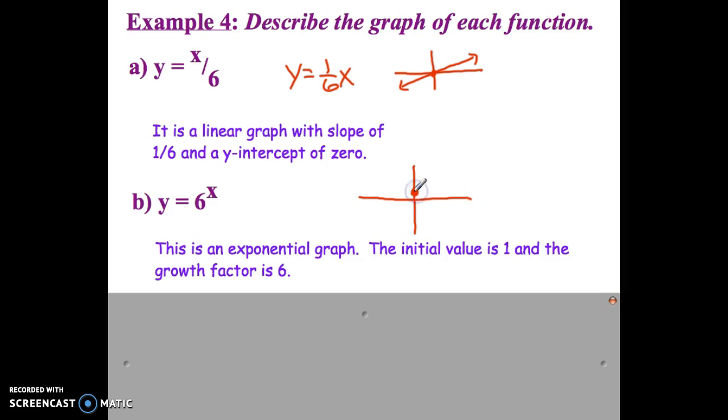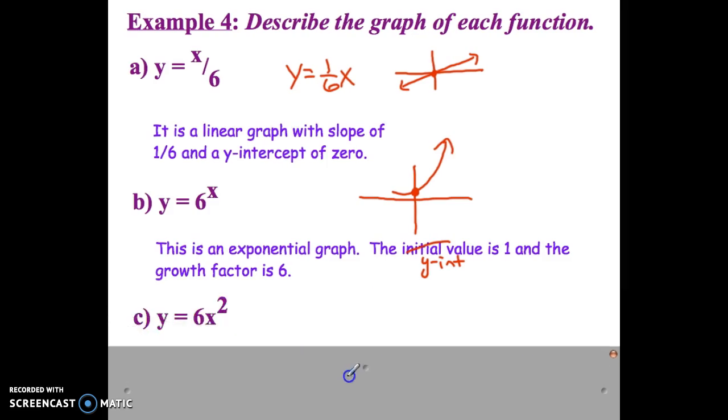A lot of times we think that this is the initial value, 1. You could have some negative exponents as well where it's going to be less, but we'd say the y-intercept, I guess maybe is a better way to say this. The y-intercept is 1, and the growth factor is 6, so it's going to go up steeper and steeper and steeper and steeper.